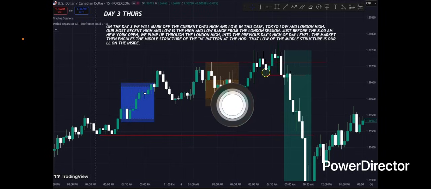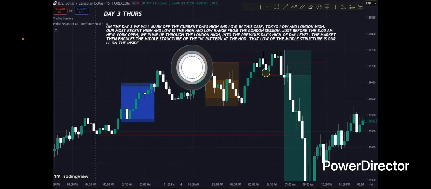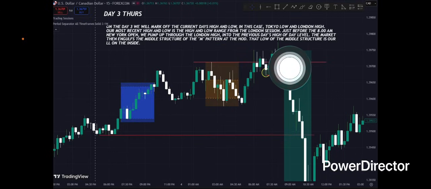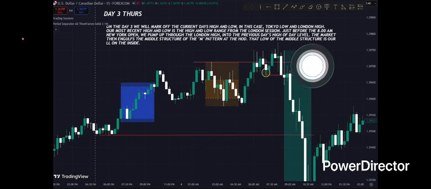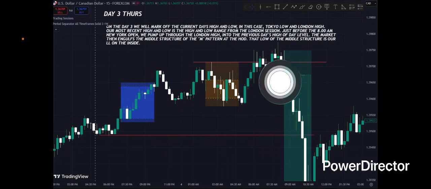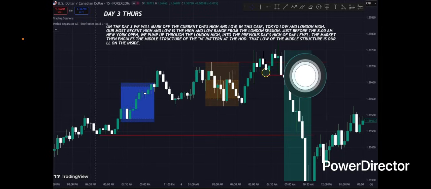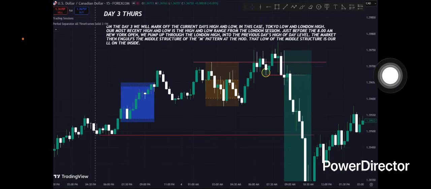New York Open, we pump up through the London highs and into the previous day's high of the day level. The market puts in this M formation here. We engulf the middle structure of that M pattern at the high of the day, and that low of that middle structure qualifies as a lower low on the inside. Okay.